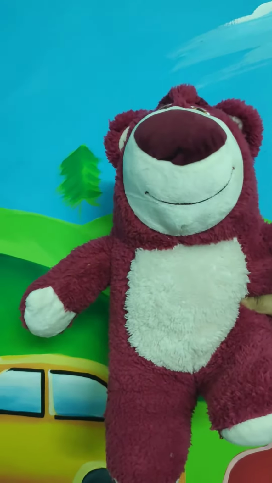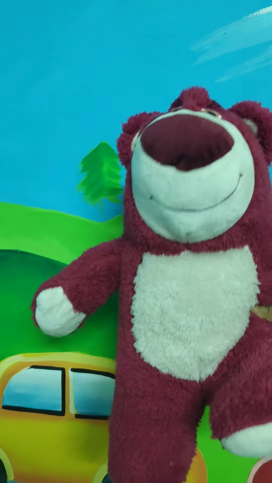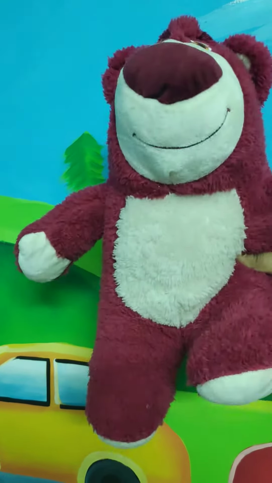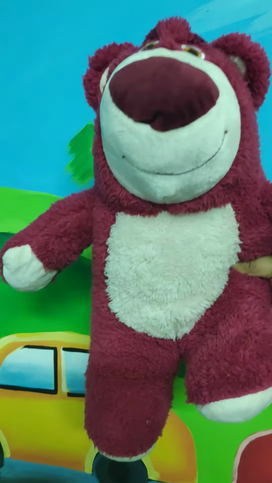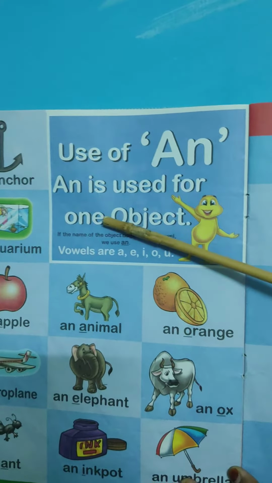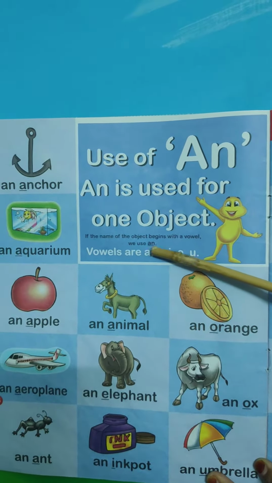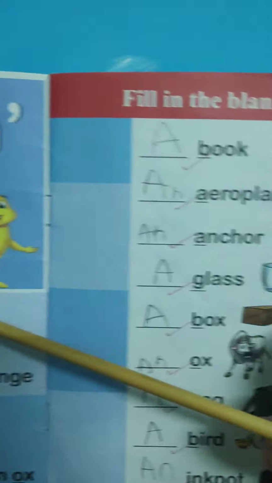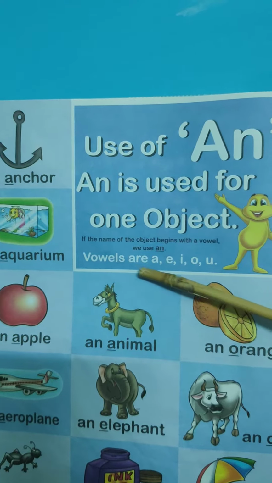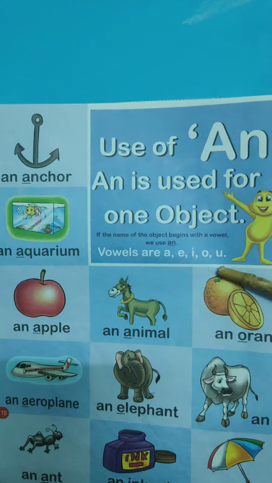Oh, you're fine. Today I'm going to teach you a new concept called vowels. Say with me, A, E, I, O, U. These are vowels. Use of an. An is used for one object. If the name of the object begins with a vowel, we use an. As the bear told you, vowels are A, E, I, O, U.